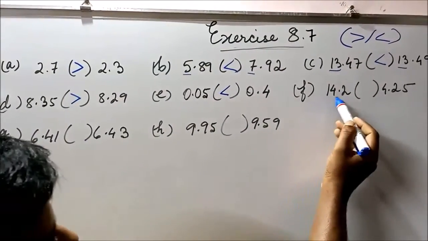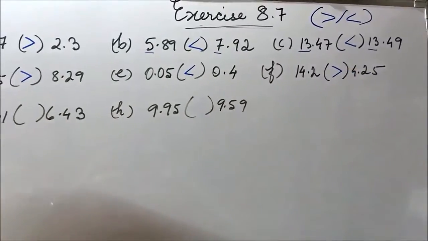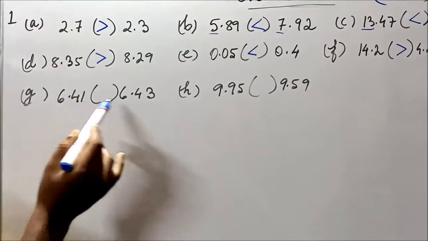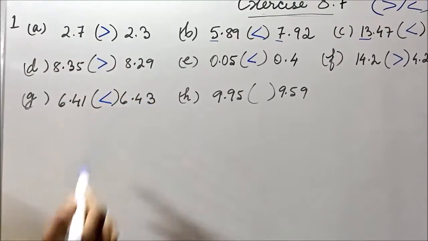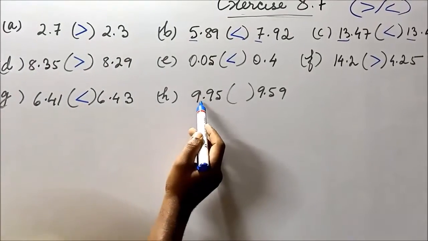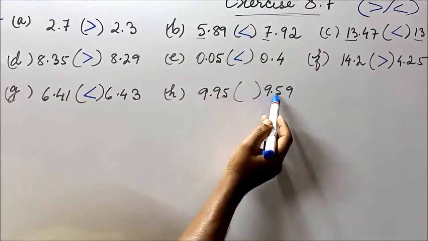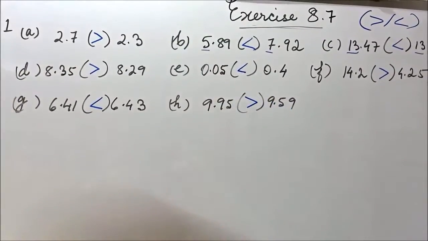Now here we can see 14 is greater than 4, so 14.2 will be greater than 4.25. Here 0.41 and here 0.43, so this is less than 0.43. Here the whole number parts are same, so 0.9 is greater than 0.5, so therefore 9.95 is greater than 9.59.